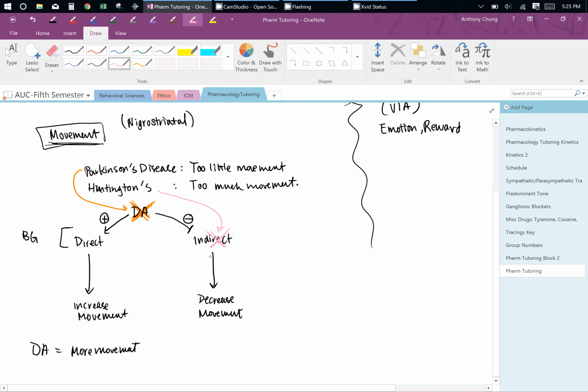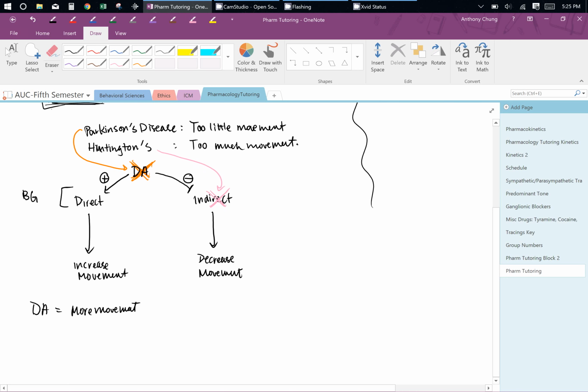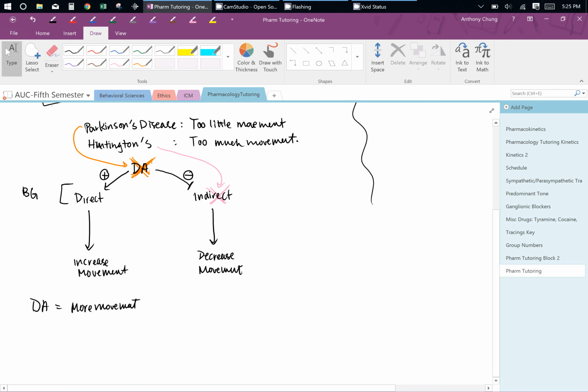Okay, so now we'll go into a little bit about Parkinson's disease and how we treat it. Oh, actually, before we go there, there's also another little thing that's affecting this. So this indirect pathway here, it's also affected by acetylcholine. And what acetylcholine does is actually increases this pathway. So the effect of acetylcholine, you would expect, would be more movement or less movement? It's feeding into this indirect pathway, decreasing movement. So the effect of acetylcholine would be to decrease movement, less movement.